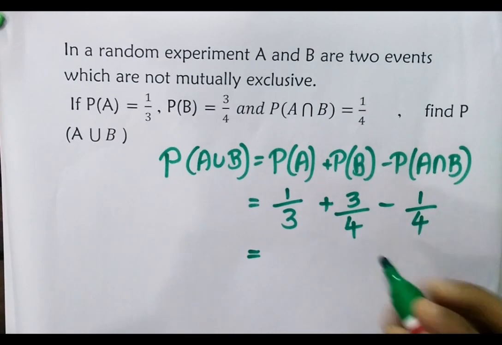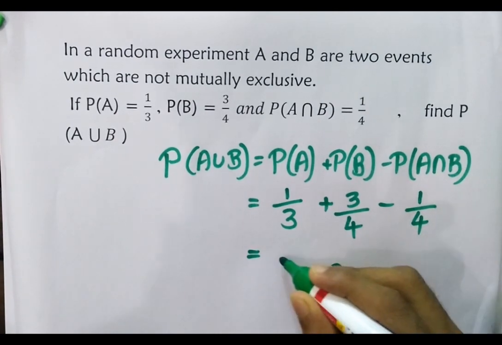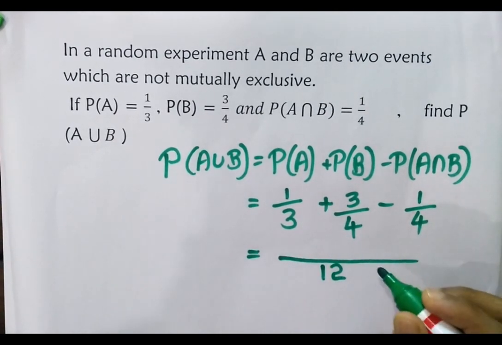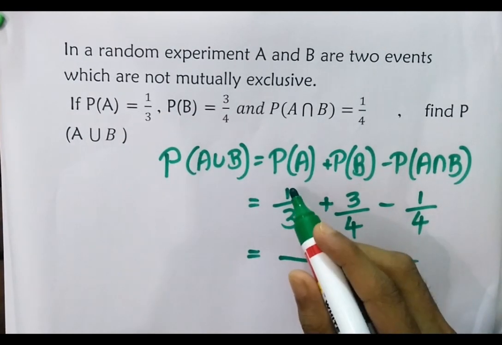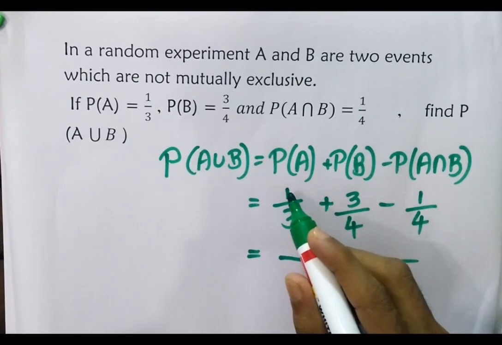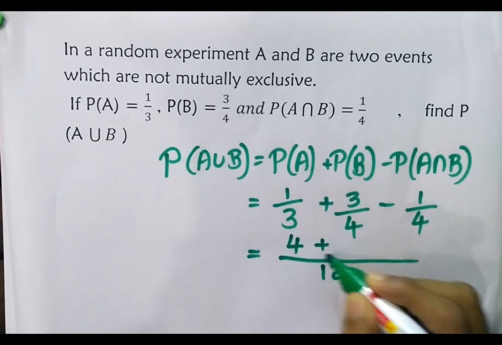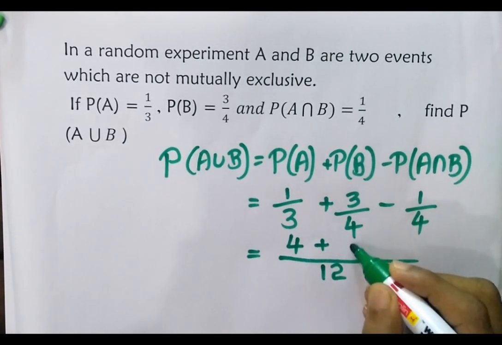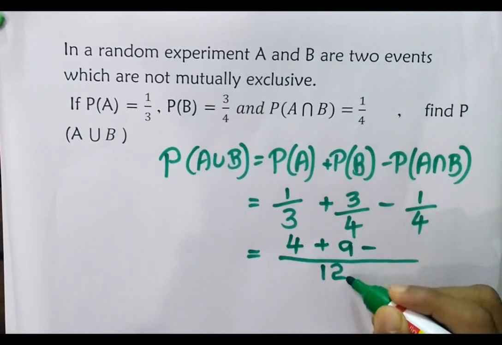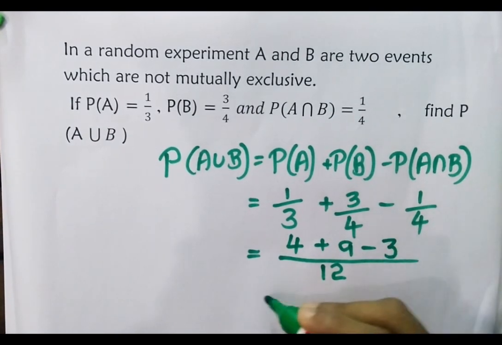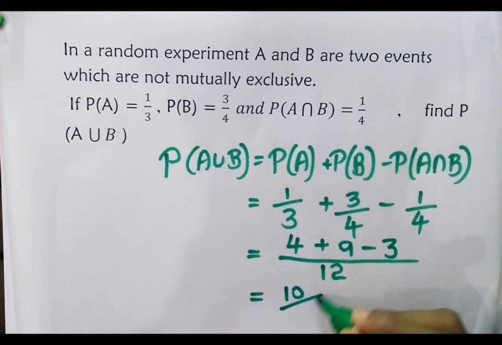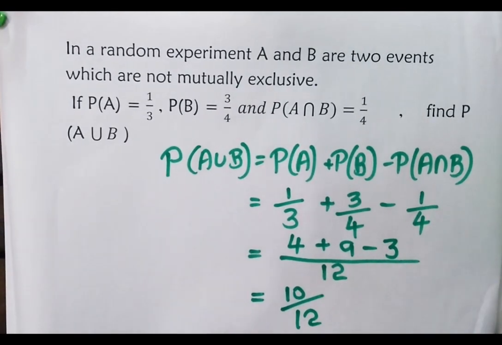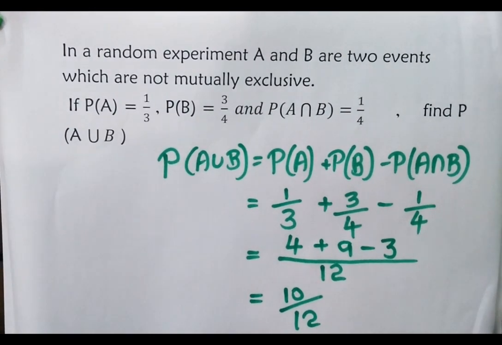So 3, 4, 4. The common denominator is 12. That means the LCM is 12. So 3 times 4 is 12, so we'll multiply this numerator also by 4. So 4 ones are 4, plus 4 threes are 12, that means 3 threes are 9, minus. So 4 threes are 12, then 1 three is 3. So add and subtract: 4 plus 9 is 13, 13 minus 3 is 10/12. We can simplify this further. Then the final answer will be 5/6.